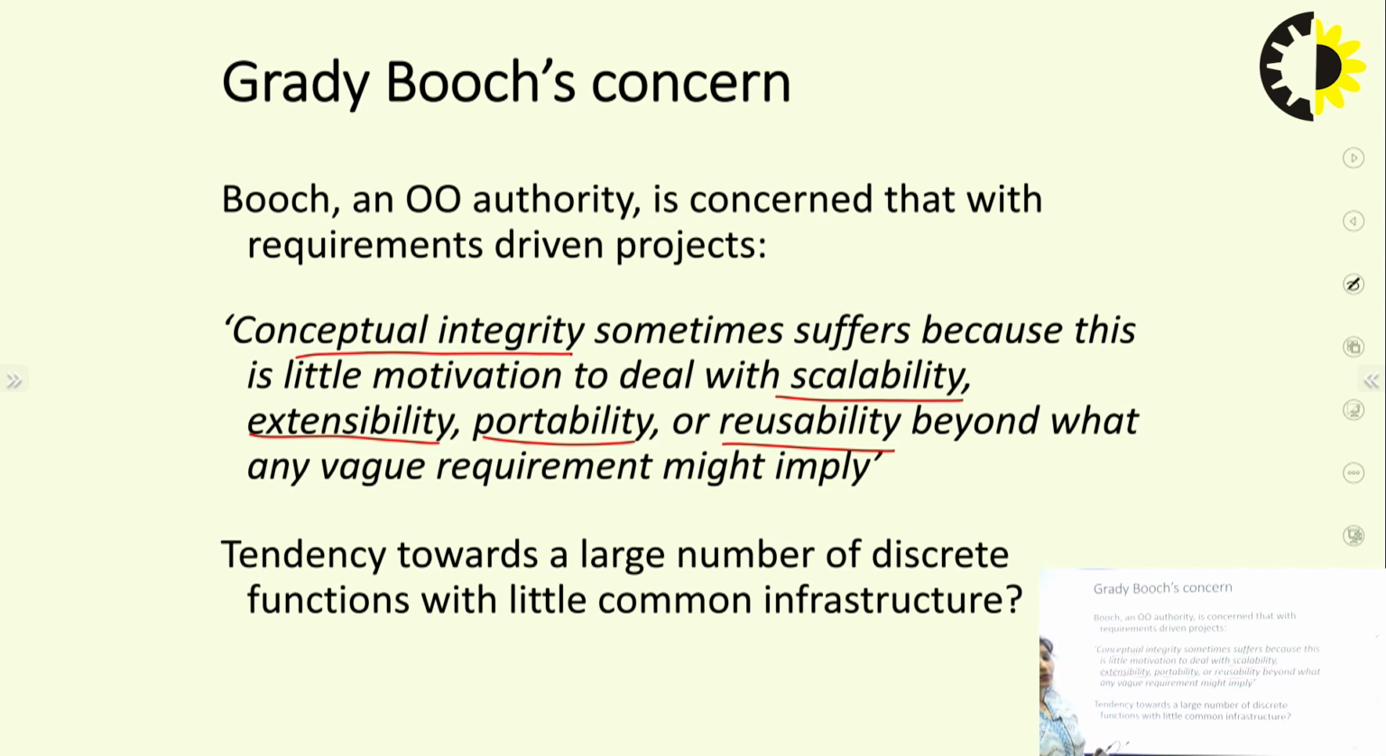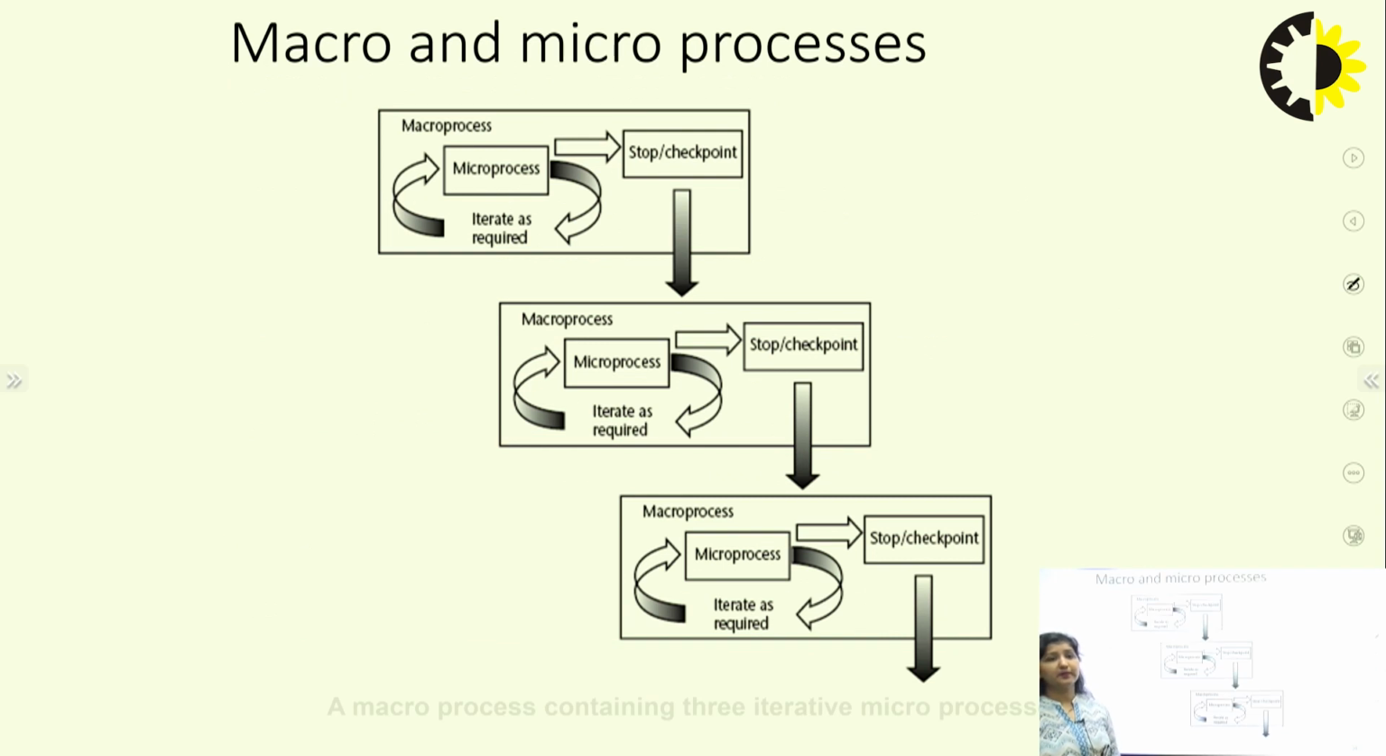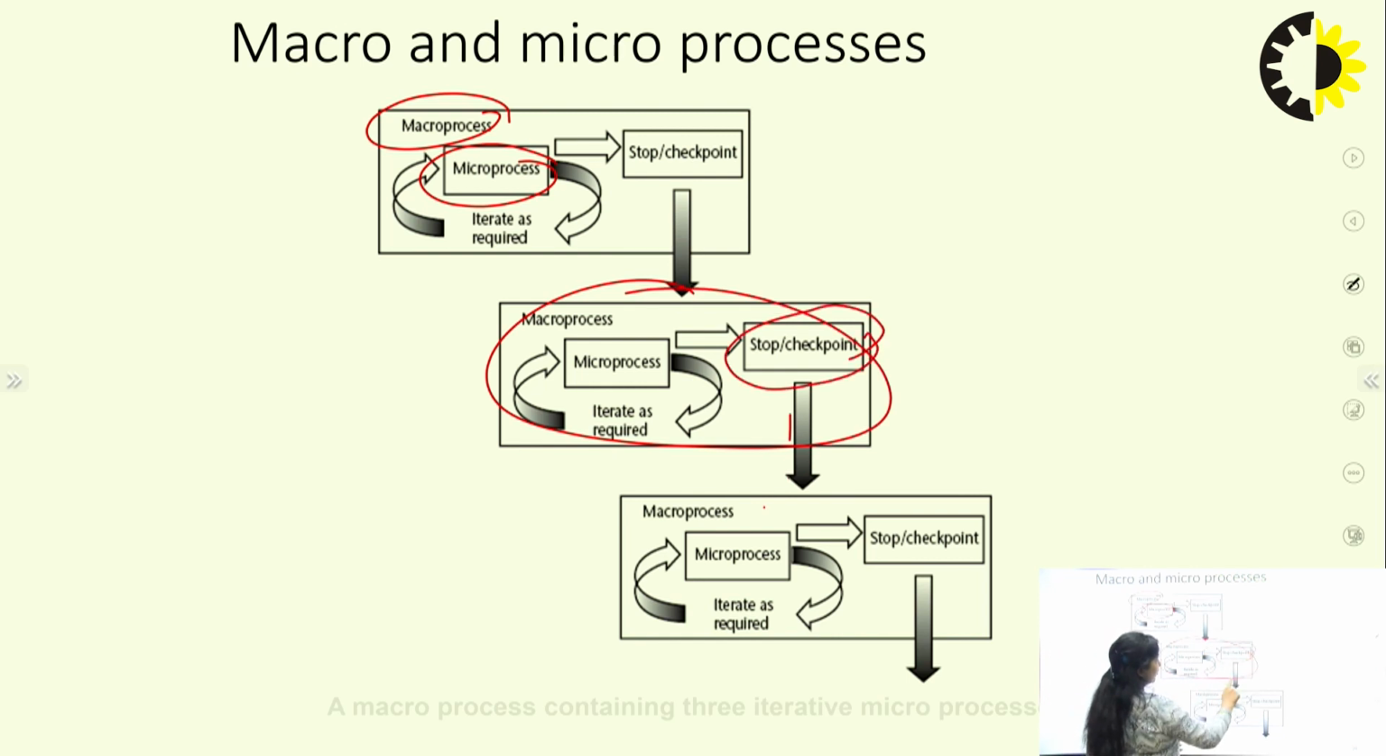So the tendency is towards a large number of discrete functions with little communication, it is the infrastructure. These are the macro and the micro processes that are used. This is the macro process, and we have several micro processes in it. They iterate through each other as and when required. We also have stops or checkpoints. For those checkpoints, again they will iterate. After getting to a checkpoint, it will go to another module. So this is how the macro and micro processes will communicate.